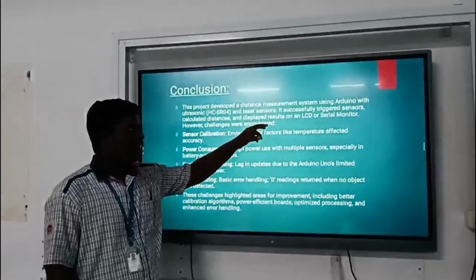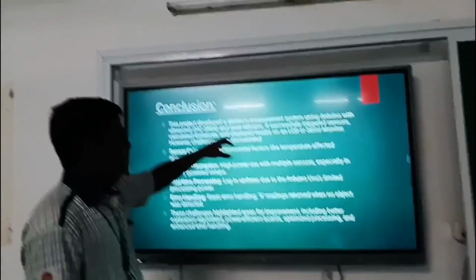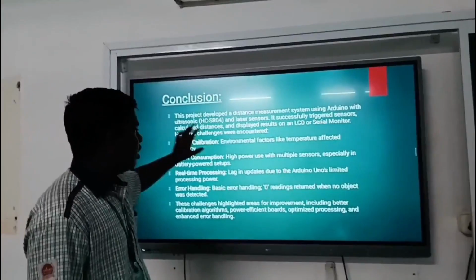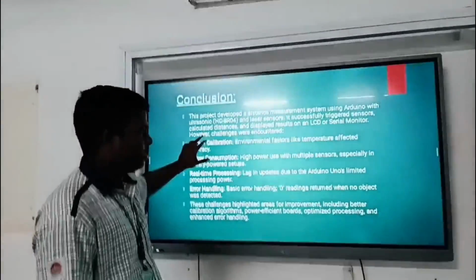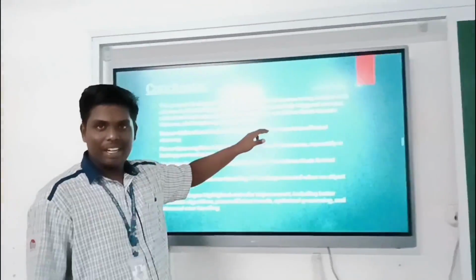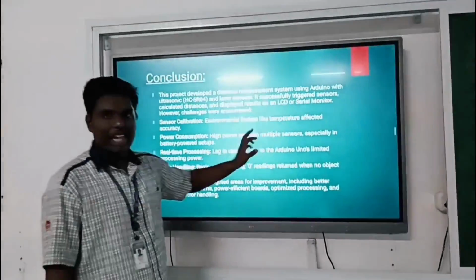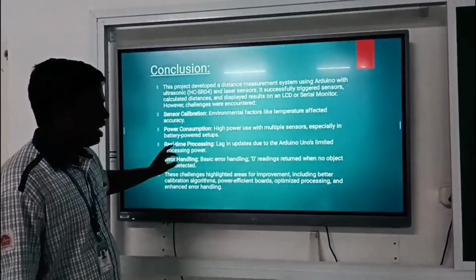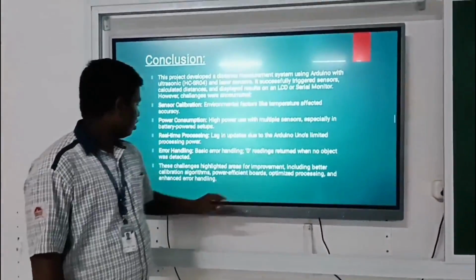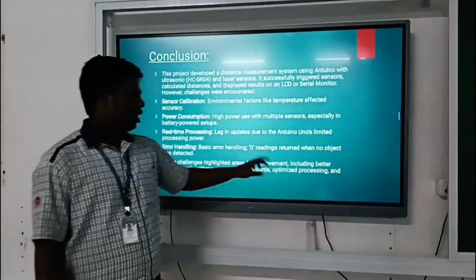I would like to say that the Arduino project sensor is successfully functioning, but it still has some impurities, such as sensor calibration affected by temperature, power consumption, real-time processing lag in the Arduino motherboard, and error handling such as zero entries. These challenges will be optimized in the future.